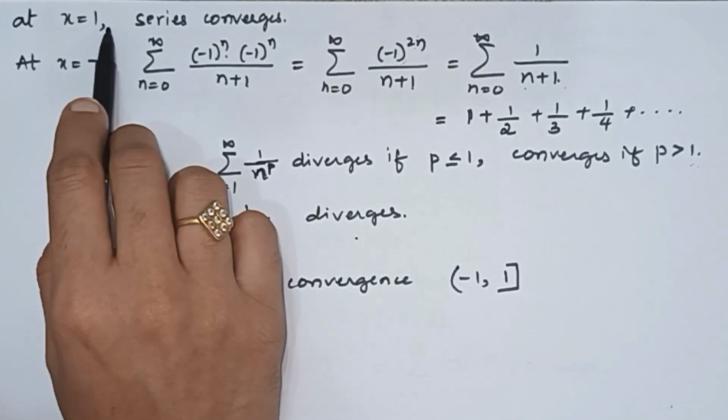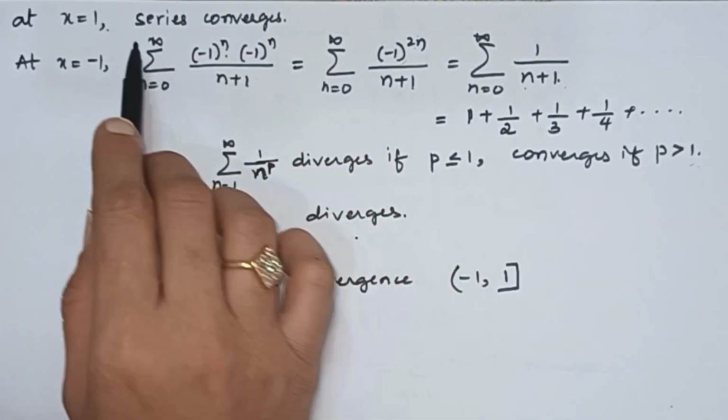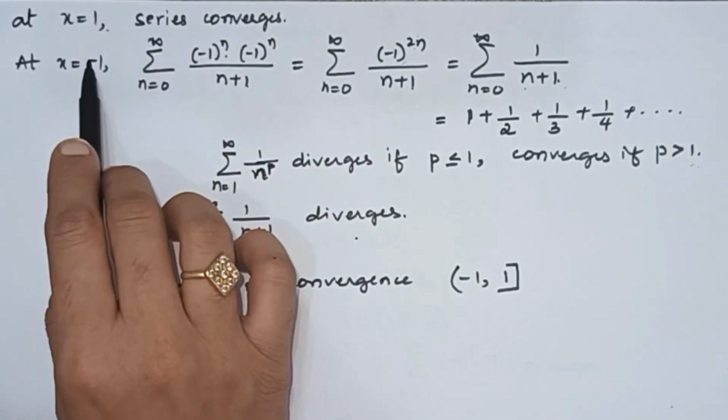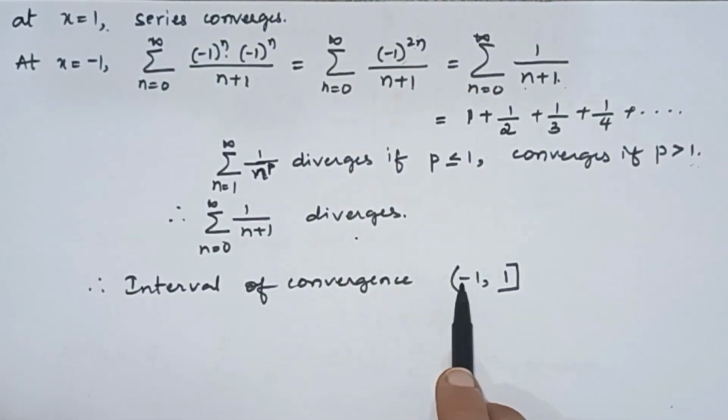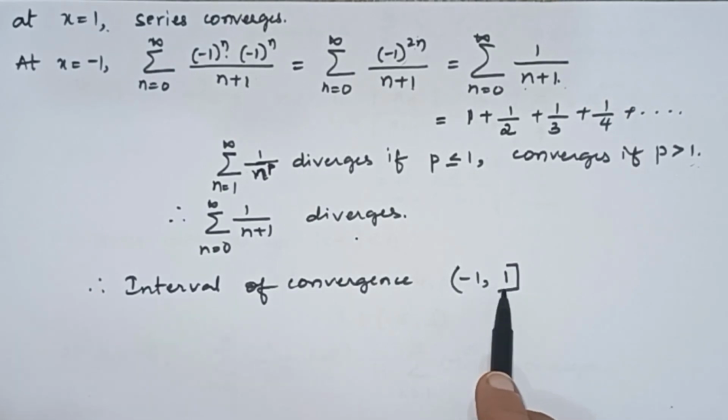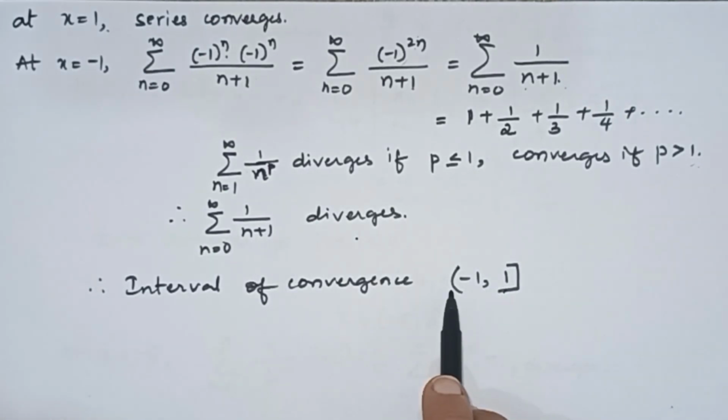At x equal to 1, the series converges. Therefore, only one of the endpoints is included in the interval of convergence. Hence, we will get the interval of convergence as minus 1 comma 1. This end is closed. Here it is open.